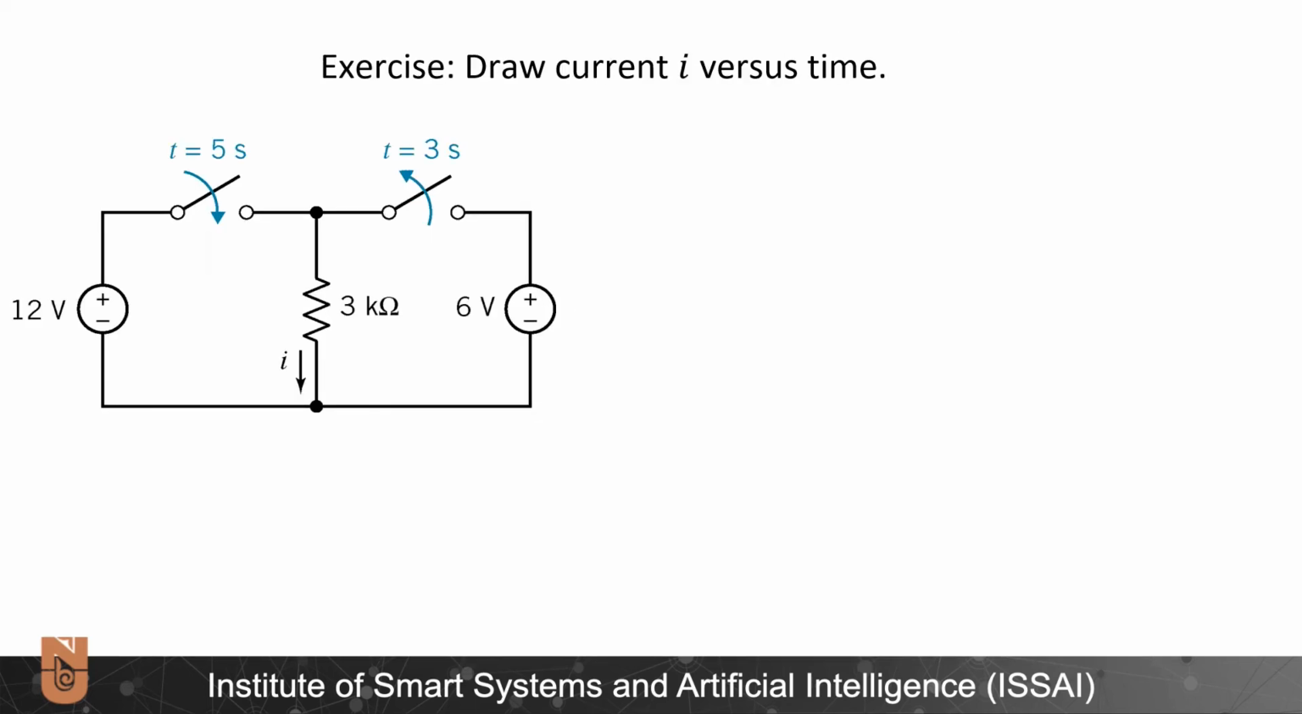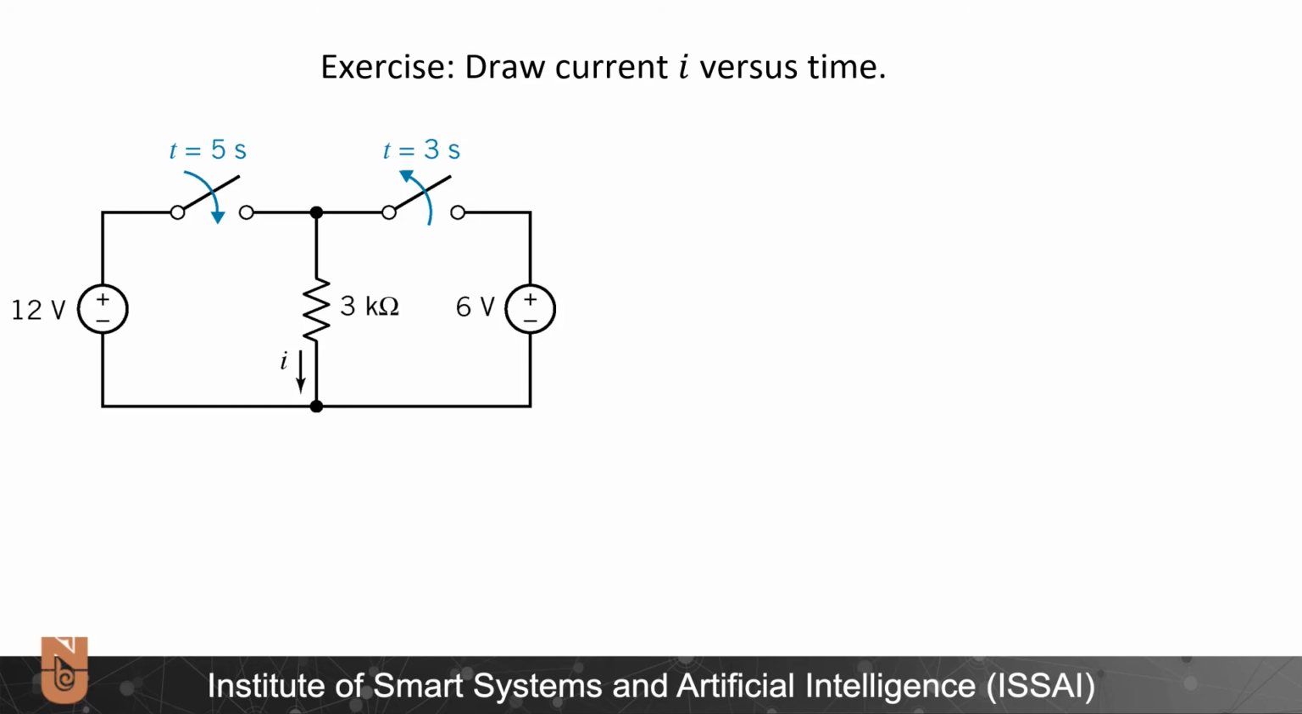In this exercise, we need to draw the current I versus time. In order to solve this, we need to find the important time instants. One of them is t is equal to 3 seconds when this switch opens. Another one is t is equal to 5 seconds when this switch closes.